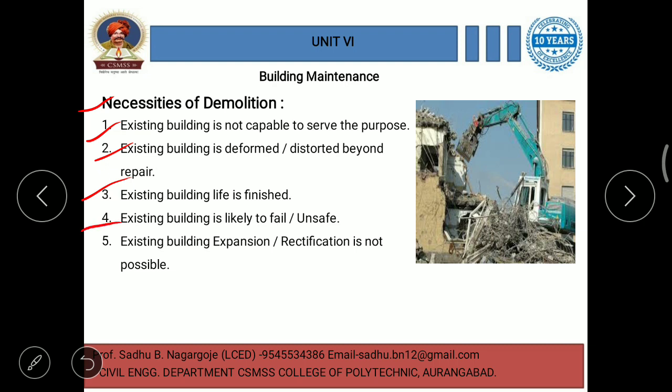Again, if the existing building is likely to fail or unsafe, or it is no more ready to use, in that case it is necessary to demolish. If existing building expansion or rectification is not possible, in all these cases it is required to demolish the building structure for human safety.